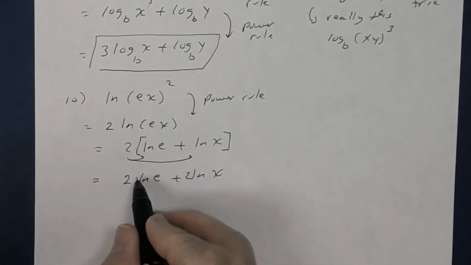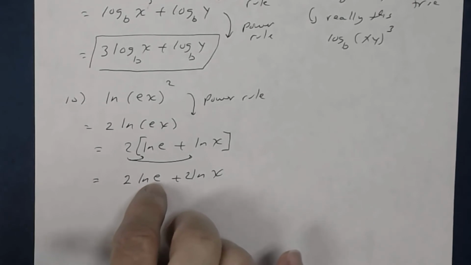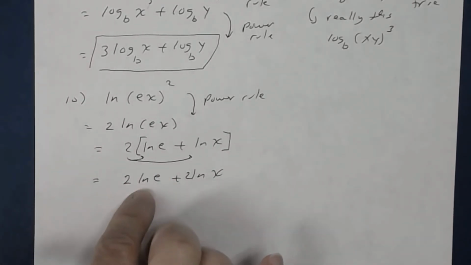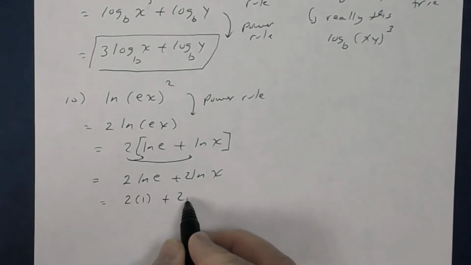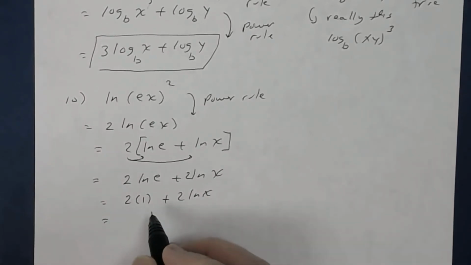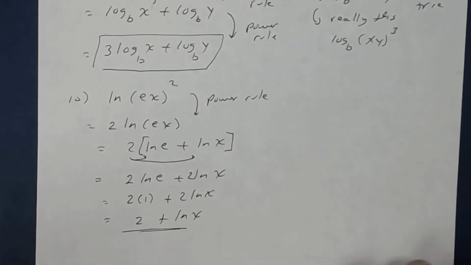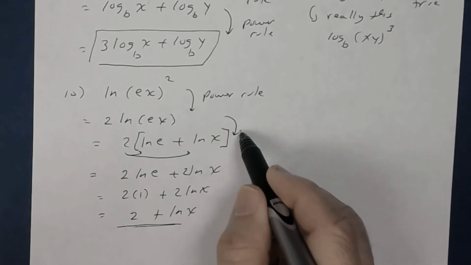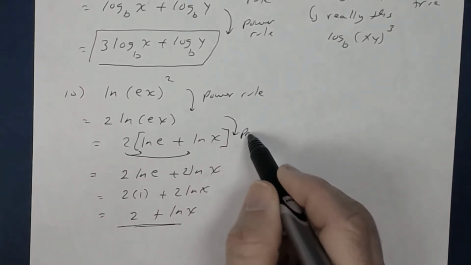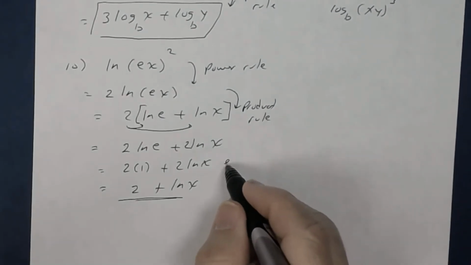But then you got to ask yourself, can I simplify any of these logs that I see? Okay, so that's the one that has an argument. What's the natural log of an argument that's a number? What's the natural log of e? 1. So it's 2 times 1, right? And I can't simplify this one. And what's 2 times 1? 2. So you get 2 plus the natural log of x. Okay? All right, so I use a power rule, and then from here to here, I use the product rule. And then at some point, I evaluate it.